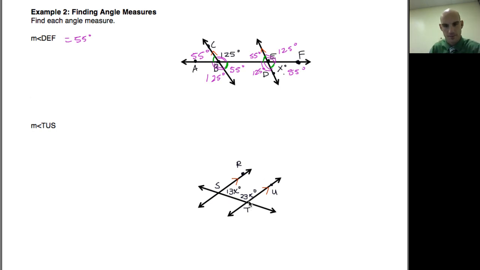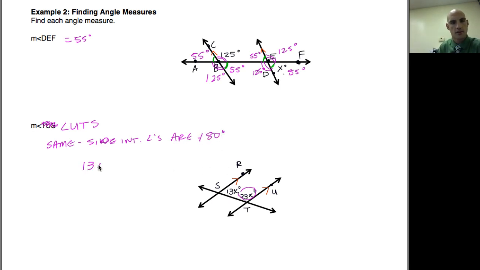Let's look at TUS. These are all out of order. This should be UTS. So I want this angle here. Well, notice, those are same side interior angles, so same side interior angles are 180, right? So 13x plus 23x equals 180. So that means 36x equals 180.